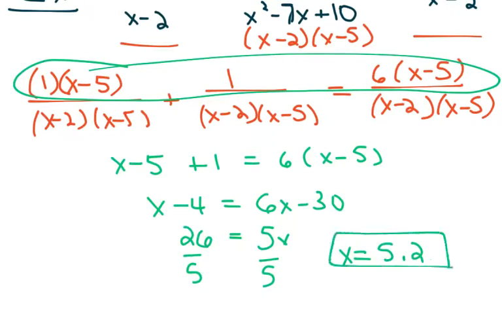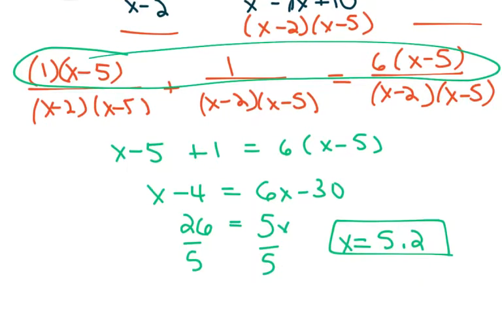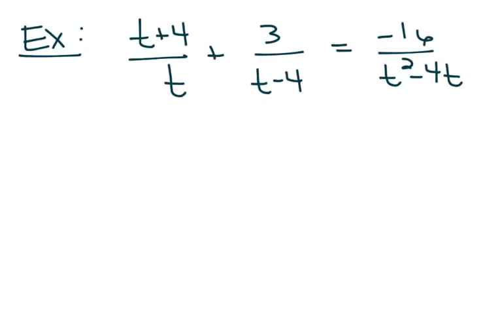And then I'm going to divide by 5, and I'm going to get x is equal to 5.2. Now, as long as your solution to your rational equation does not make any of the original denominators equal to 0, then we're good to go. But every once in a while, we get a number that looks like it's a solution, but it's not. We call it an extraneous solution. So let's do a problem that will result in an extraneous solution so you can see what that does.